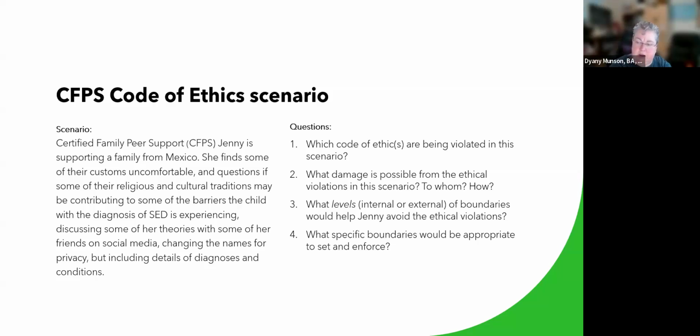Has anybody been in a situation where you are very proud of the boundaries that you were able to set and enforce, and have some outcome you want to share? Okay, excellent. We're getting some stuff.